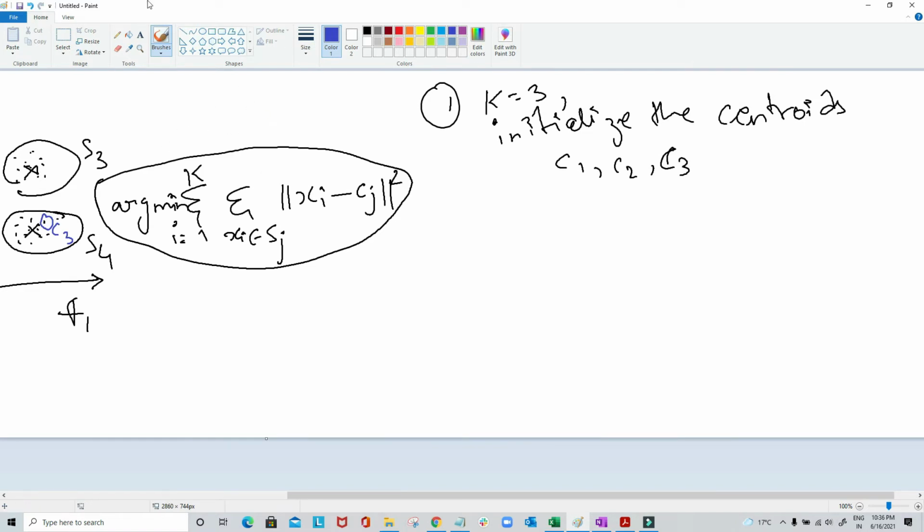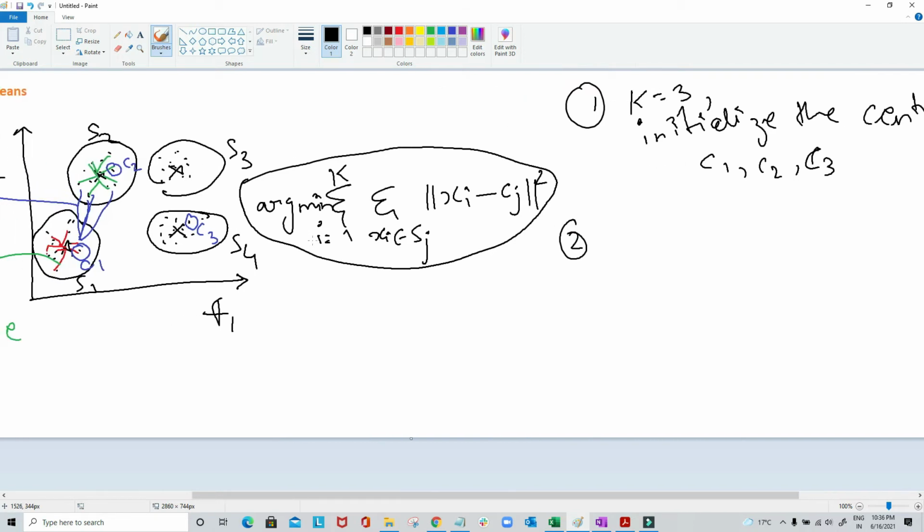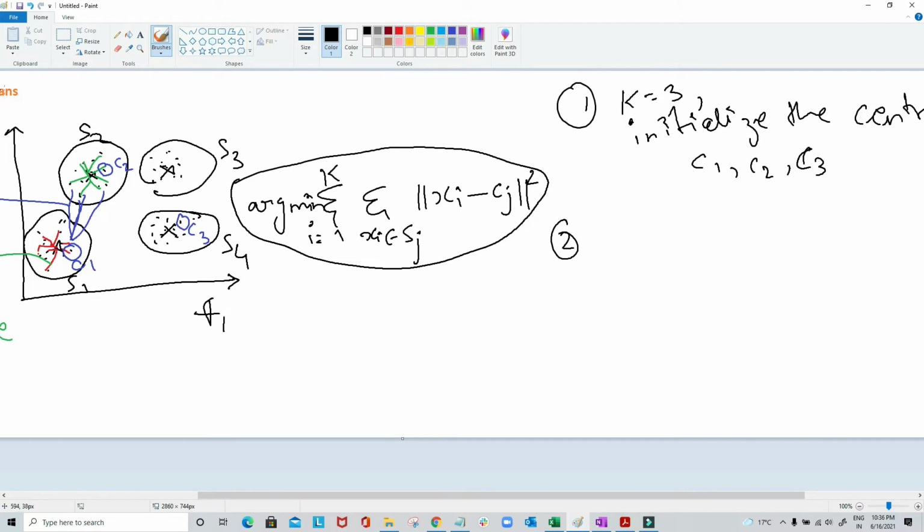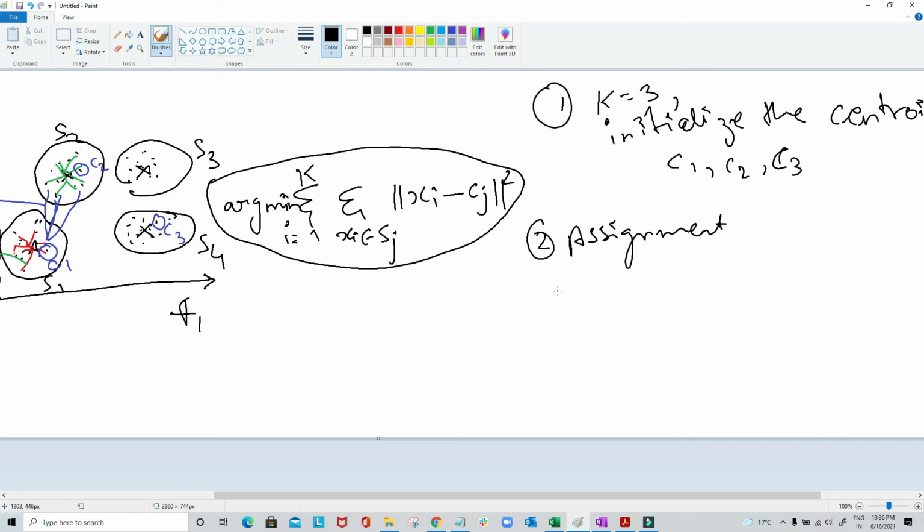So the second step is, for these centroids, we will assign the data points to this set S1, S2, S3. Second step is assignment. That is, for each point Xi belonging to set Sj, basically we will find the distances between the data points to the respective centroids.